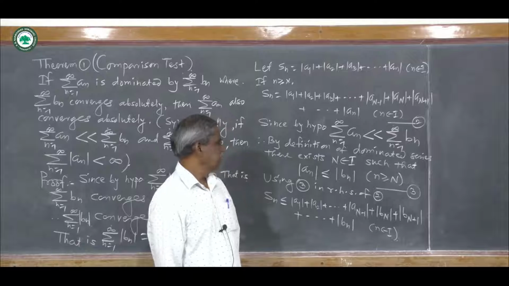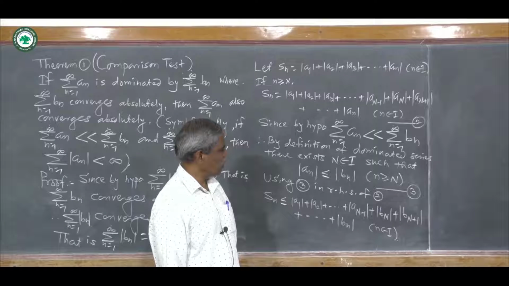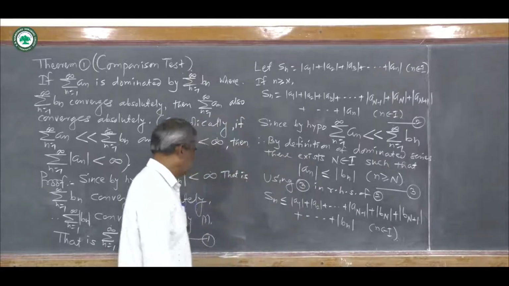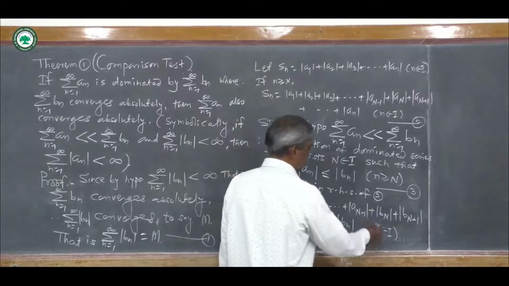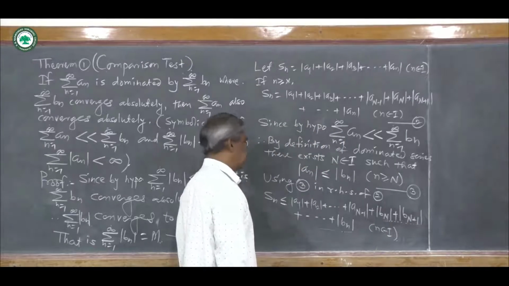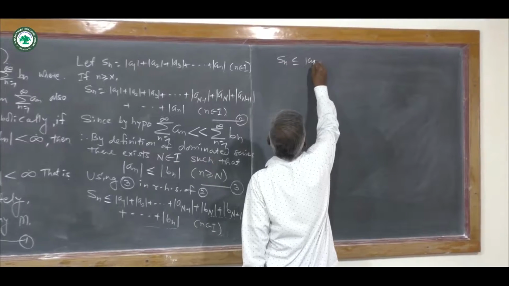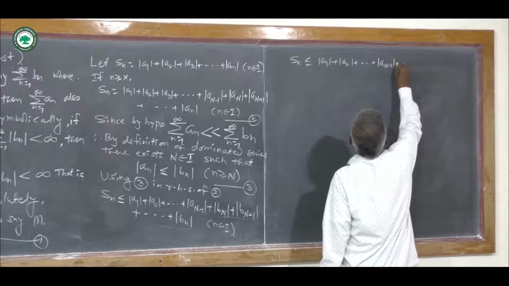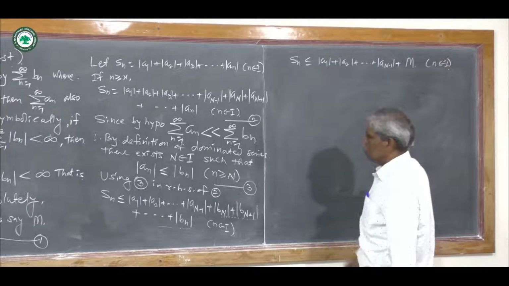Therefore, we write S suffix small n is less than or equal to mod A1 plus mod A2 plus and so on plus mod of A suffix capital N minus 1 plus capital M, since sigma mod Bn converges to capital M. Therefore, this partial sum converges to capital M. So S suffix small n is less than or equal to mod A1 plus mod A2 plus and so on plus mod of A suffix capital N minus 1 plus capital M for every n belongs to I. This statement is true for every n belongs to I.